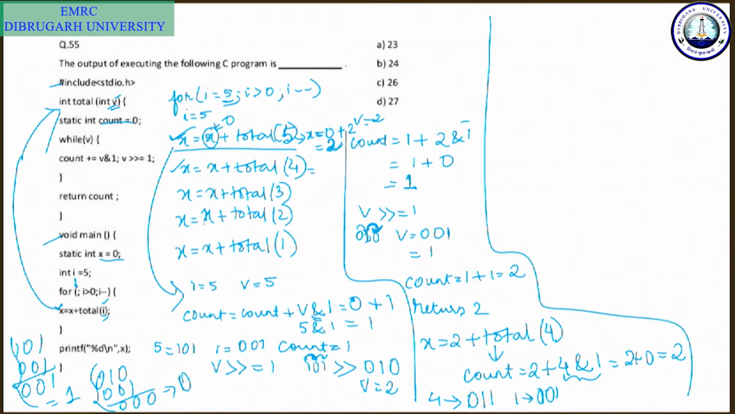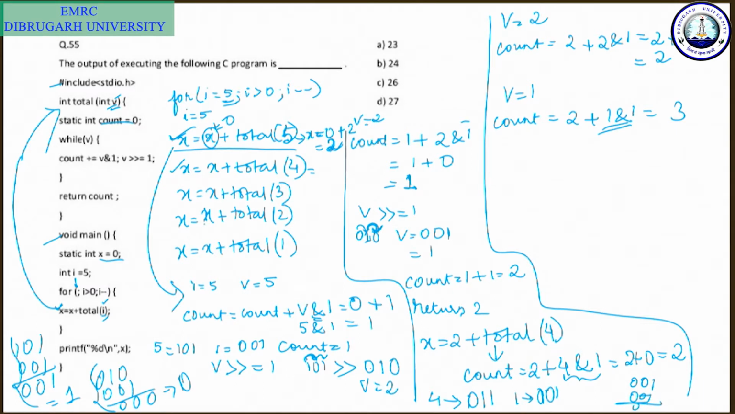Okay. Then coming to V is equal to 2. So, count is equal to 2 plus 2 and 1. Here you will get 0. So, the answer is 2. Then V is equal to 1. So, count is equal to 2 plus 1 and 1, and it is 3. Same process, you check it, because 1 is 0 0 1, again 0 0 1. So, 1 is this one, 1. So, here it is 2 plus 1 is equal to 3.